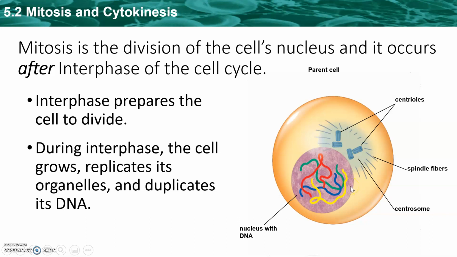So mitosis is just a eukaryotic cell process. It is specific to the nucleus. It is specific to structures that are found in eukaryotic cells to help divide that genetic material.